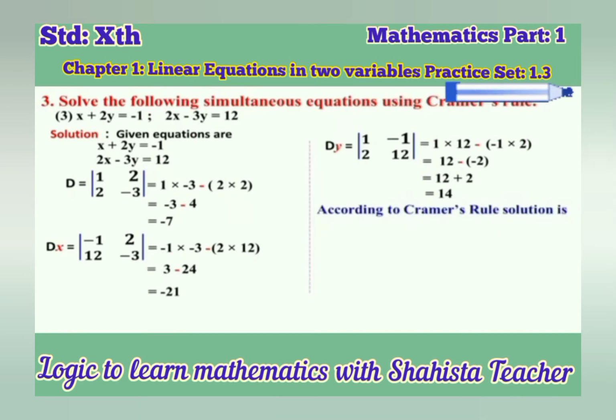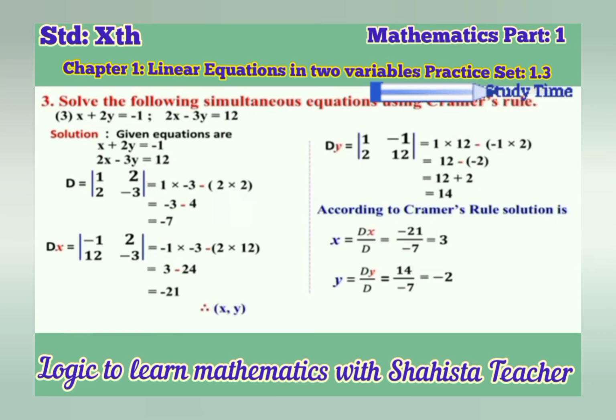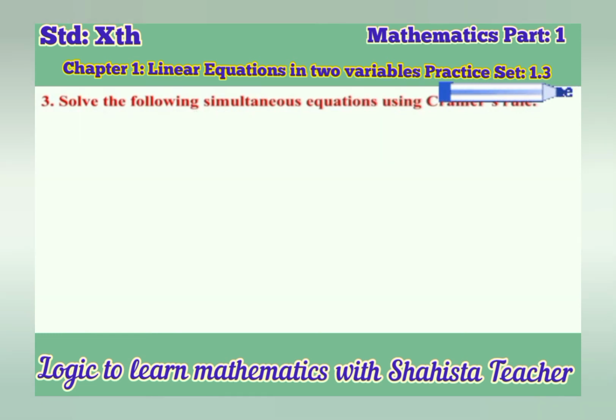Now according to Cramer's rule, solution is x is equal to dx upon d. That means here minus 21 upon minus 7. 7 ones are 7, 7 3s are 21. Minus minus become plus. So here x is 3. And y is equal to dy upon d, that is equal to 14 upon minus 7. So 7 ones are 7, 7 2s are 14. So give here minus sign, minus 2. So x comma y is equal to 3 comma minus 2 is the solution of given equations. Is that clear, my dear students? So simple and easy to solve.